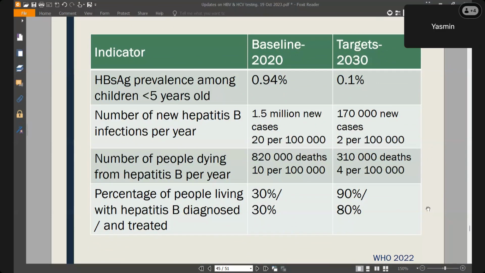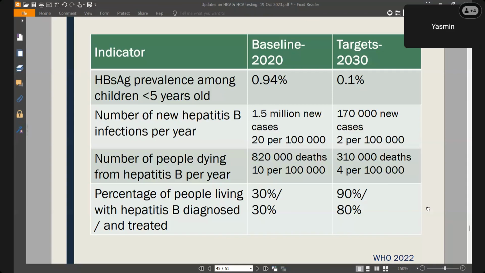Now in 2020, living with Hep B, diagnosed only 30% and treated only 30%. What they hope to be able to do with all this new thing is to increase it to 90% diagnosed and 80% treated. And the only way for that is for the two to merge together. And this is for Hep B. We have the vaccine, that's helped a lot for number one. In terms of treatment and diagnosis, this is what we hope to achieve with all these new tests.